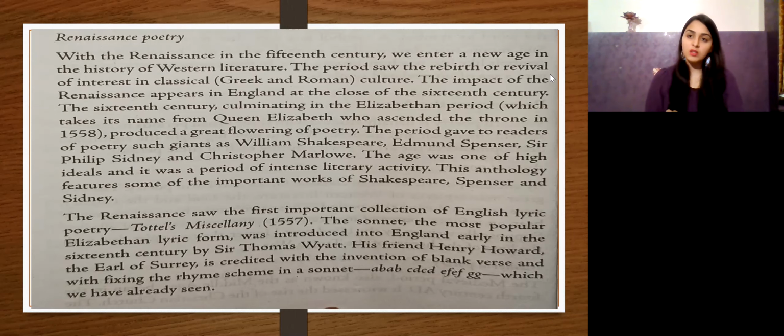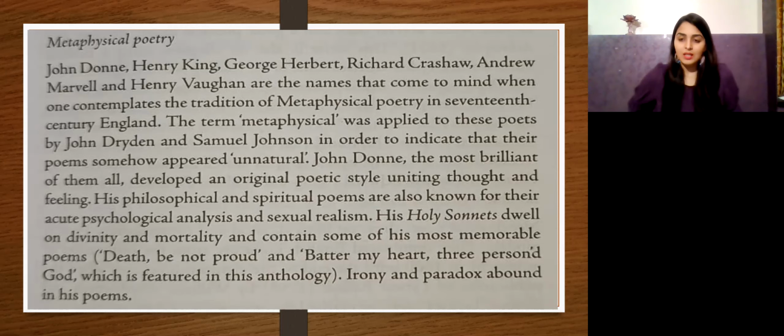Metaphysical was applied to these poets by John Dryden and Samuel Johnson in order to indicate their poems somehow appeared unnatural. Their poetry was actually known as very unnatural poetry, and that's why they introduced this metaphysical part of the poetry. John Donne, the most brilliant of them all, developed an original poetic style, uniting thought and feelings.